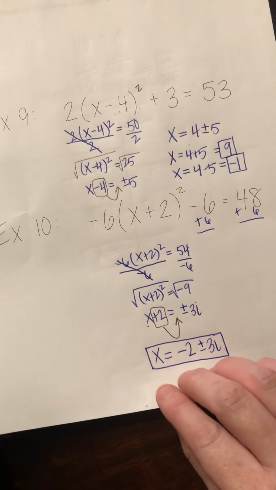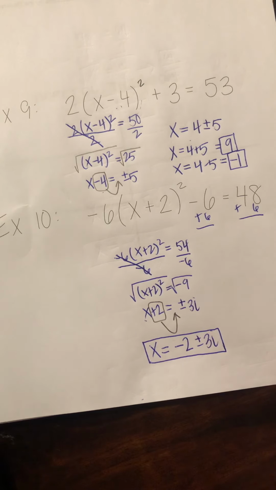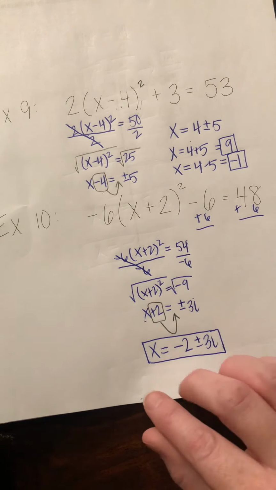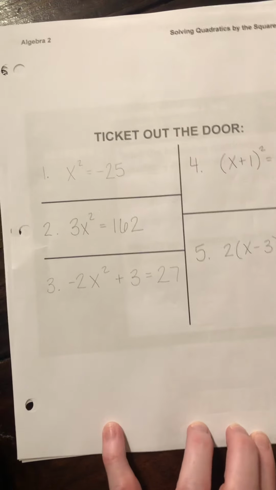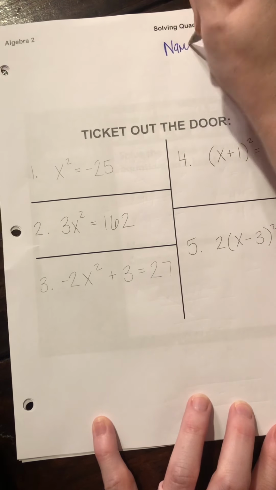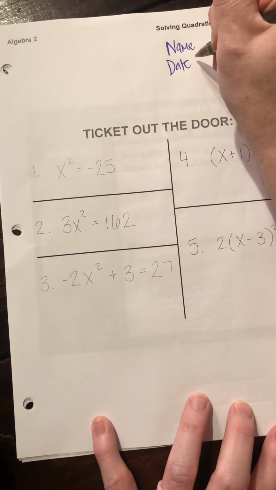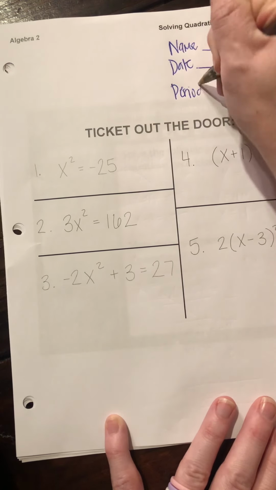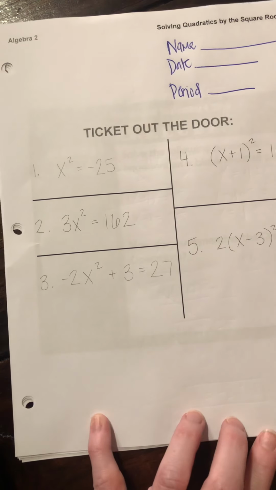All right, so I've taken you through 10 examples, okay? Every example has been slightly different. So what I would like for you to do, I would like for you to refer back to examples 1 through 10, and I would like for you to look at this ticket out the door. Please make sure that you write your name on your paper, today's date, which should be September the 4th, and then if you will write your class period, okay, 1st, 2nd, 3rd, 5th, 6th, or 7th, all right?